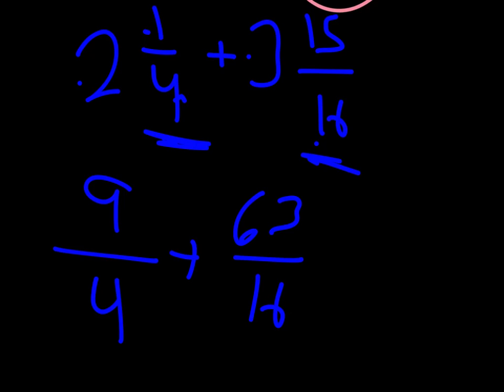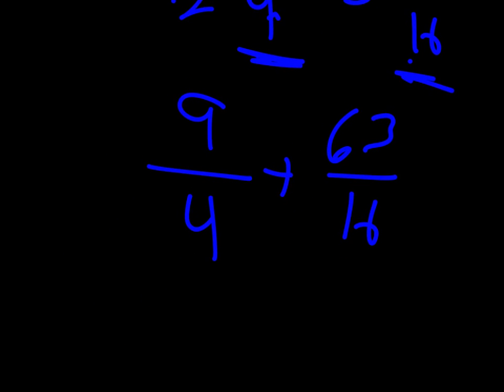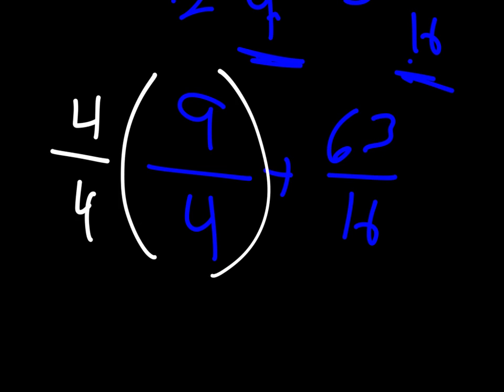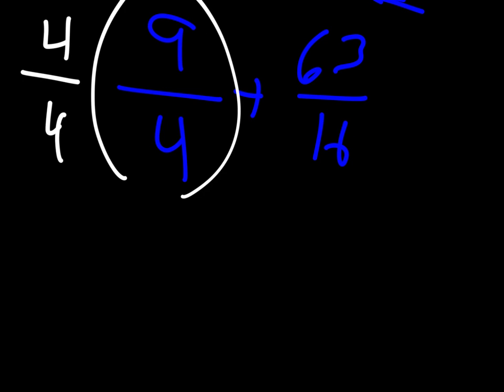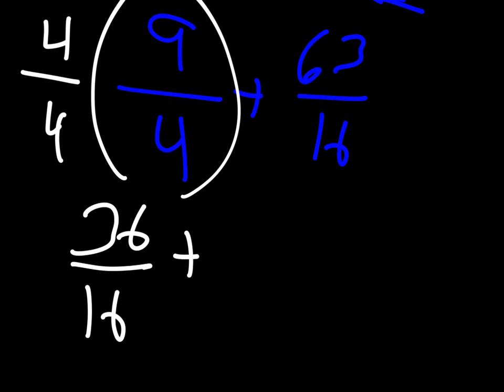So we're going to multiply by 4 over 4, because that's just a factor of 1. So 4 times 9 gives us what? Hopefully you said 36. And 4 times 4 gives us 16. So now we can add these.